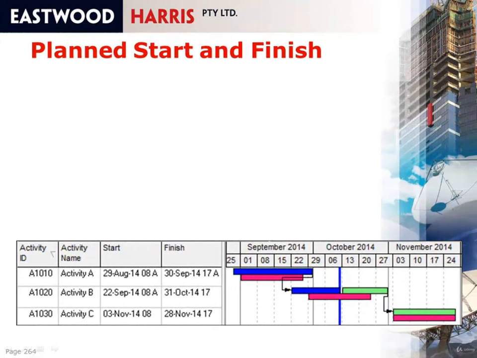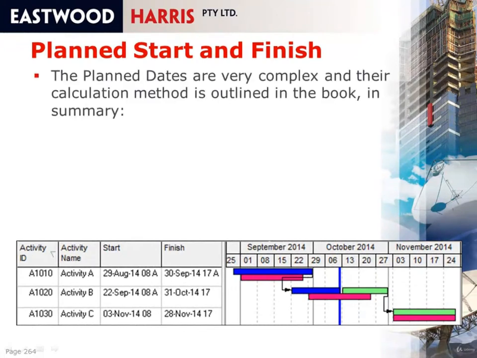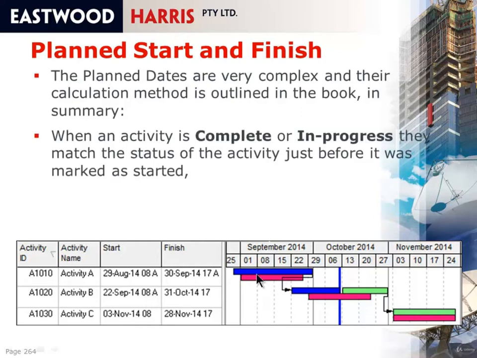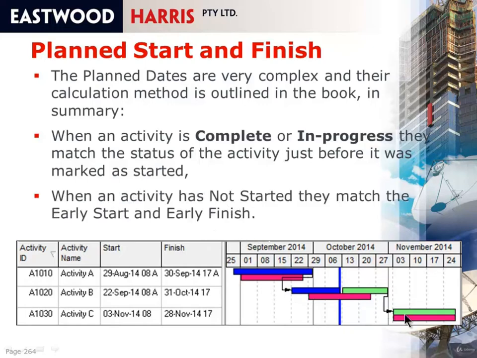Plan start and plan finish. These dates are very complex and their calculation method is outlined in my book, but in summary, when an activity is complete or in progress, as in these two here, they match the status of the activity just before it's marked started. So this is where this activity was scheduled. This purple line is where this activity was scheduled before it's marked as actually started. And this is where this activity was scheduled just before it's marked as actually started. But when an activity is not started, as in this activity down the bottom, the plan dates equal the early start and the early finish. So if I was to increase the duration of this activity, the plan dates would change.